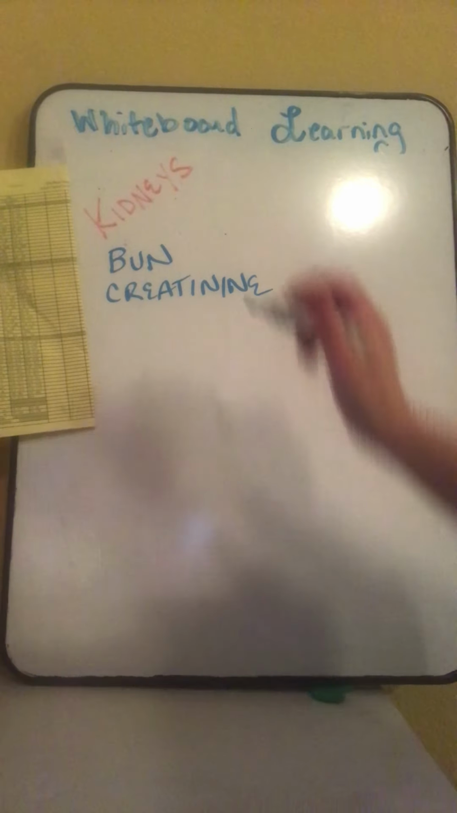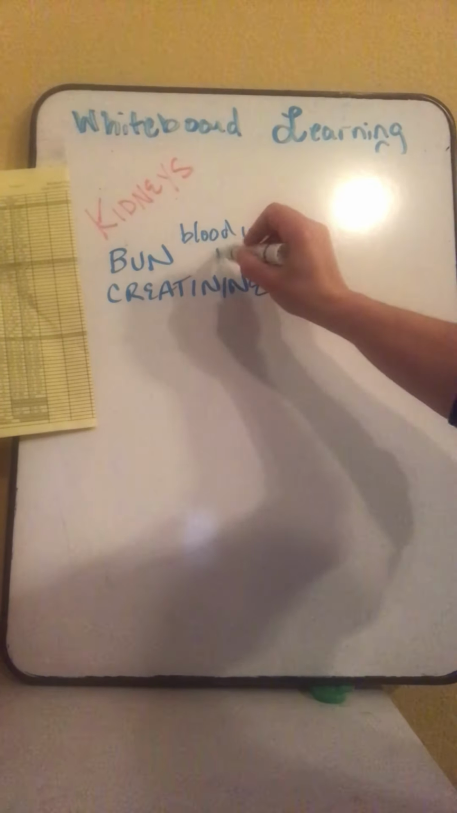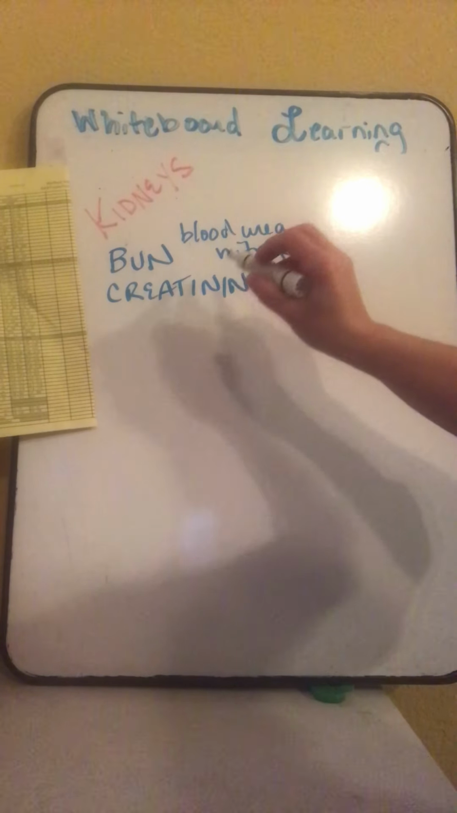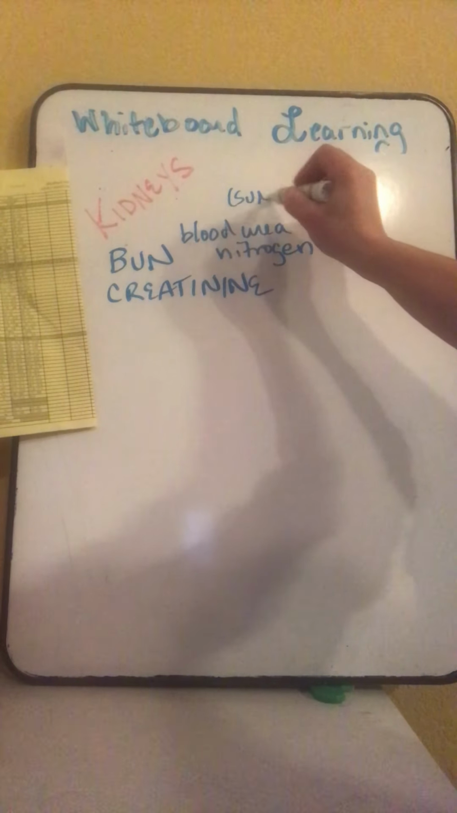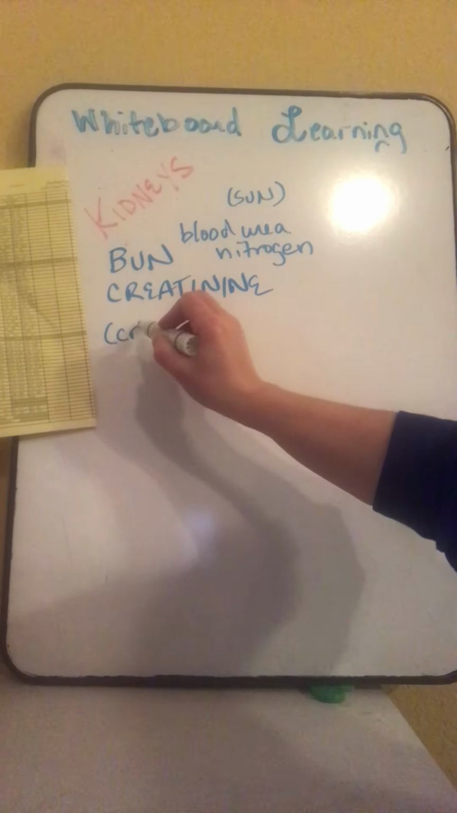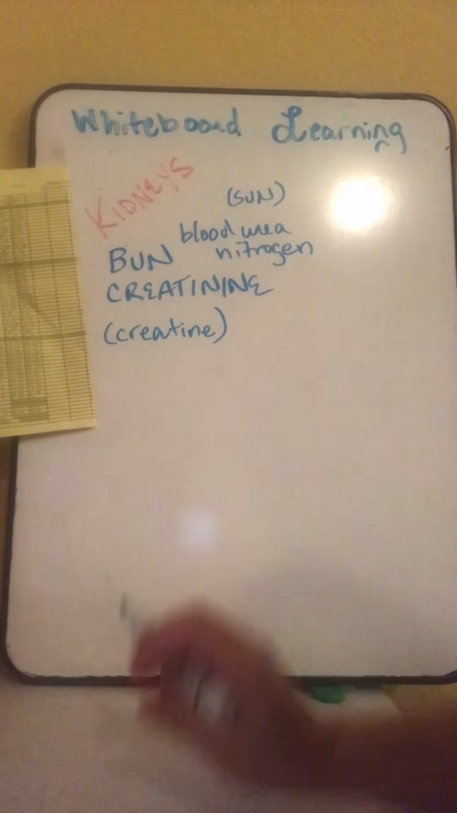So the BUN stands for blood urea nitrogen. And sometimes you see it as BUN, sometimes you see it in Europe as SUN, serum urea nitrogen. And creatinine, you have to differentiate from creatine, and we'll get to that. So what are these chemicals?